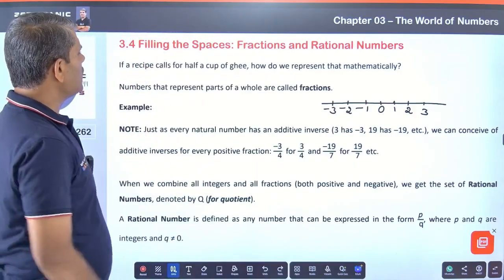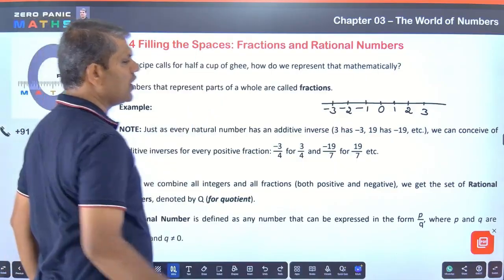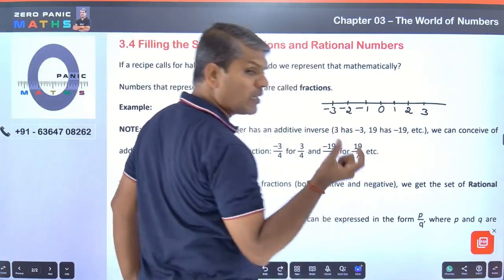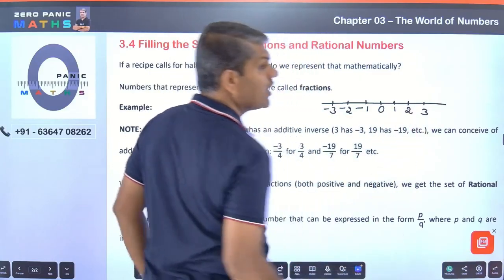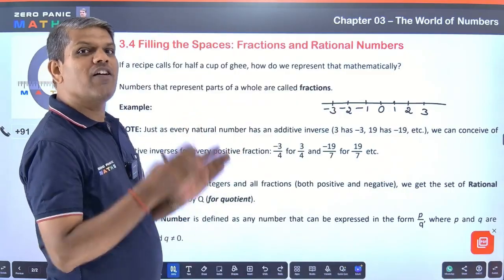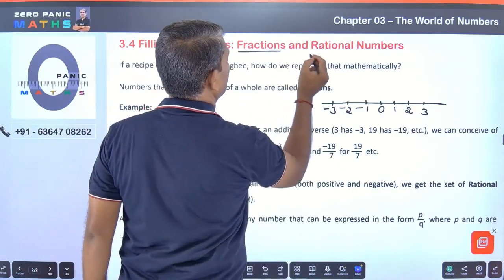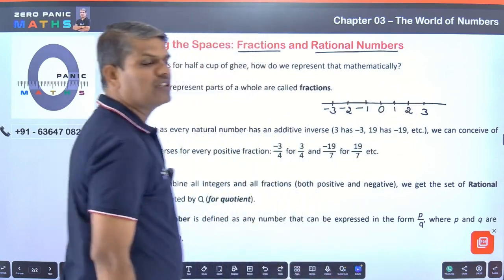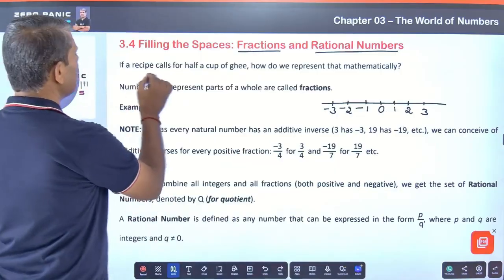So now the concept is filling the spaces. Why is it called filling the spaces? Because there is some space, you can imagine, between 0 to 1, 1 to 2, 2 to 3. What are those numbers which are in between those numbers? Filling that space are the numbers which are called fractions, and they are of the kind of rational numbers. Okay, so you can see an example.